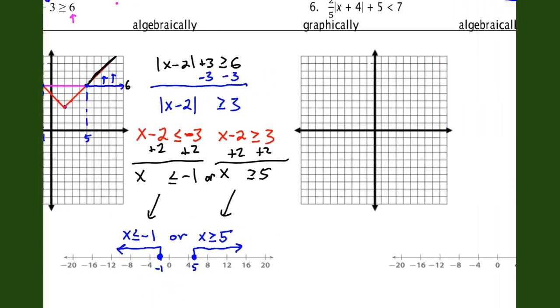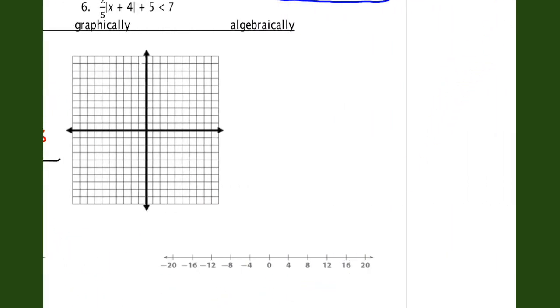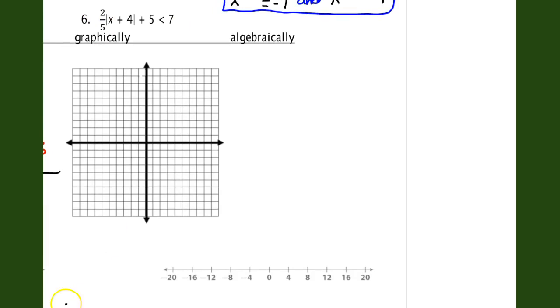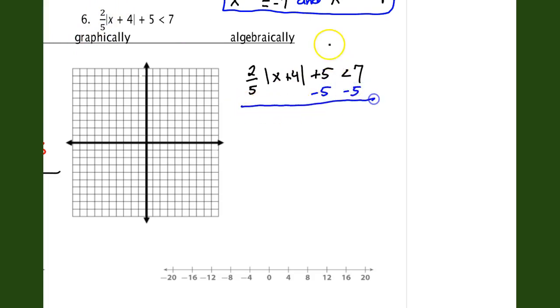All right, so let's do one more with number 6. So this time, let's solve algebraically first. Doesn't matter which one we do first, we'll get the same answer. This one has a coefficient out front, so I'll have to do one more step compared to the last one, but still start in the same place. You'll notice on all 4 of these, I started with subtracting whatever number is after the absolute value. I started with that, adding or subtracting there.